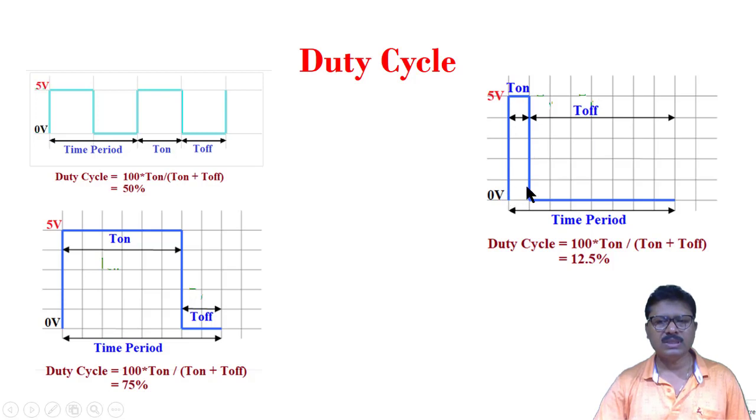Here 1 unit is high and the rest is off. 1 unit is on and 7 units are off. So 1 by 8, that is 12.5%. So easily we can understand that if we increase the on time of the pulse, no doubt the duty cycle is higher, no doubt the average power will be higher.